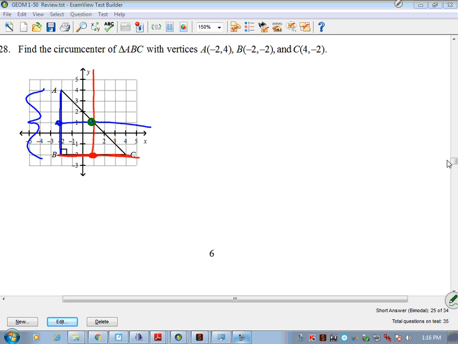So the coordinates for the circumcenter there are 1, 1. That's where it does you good to go back and look at the book and find out what the definitions are. Things like circumcenter and orthocenter are different.